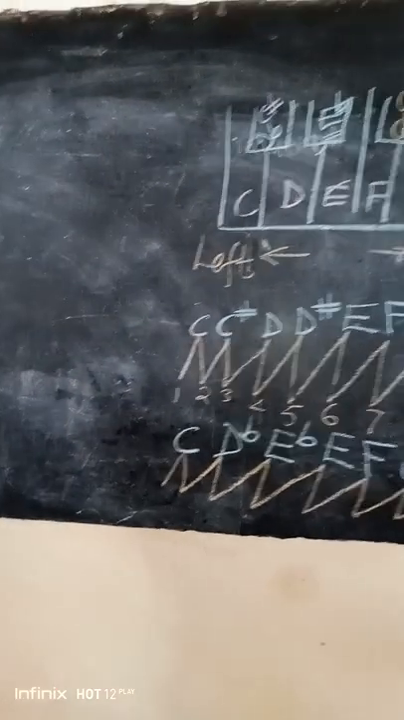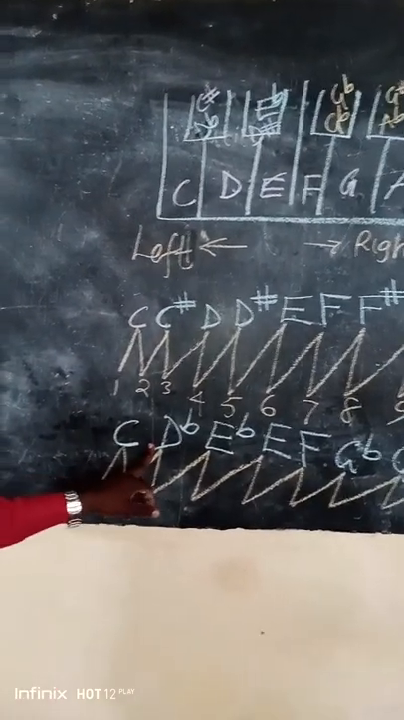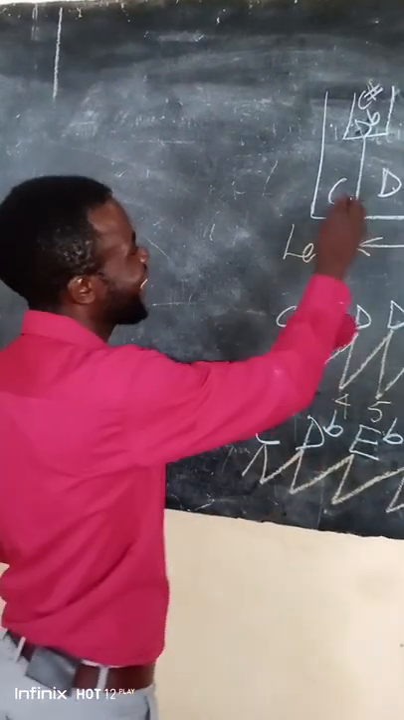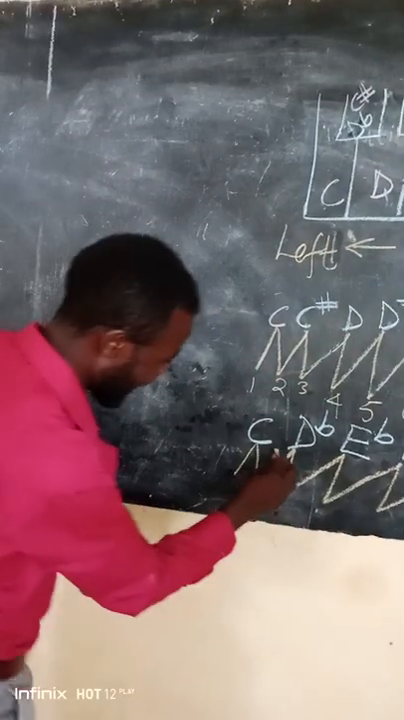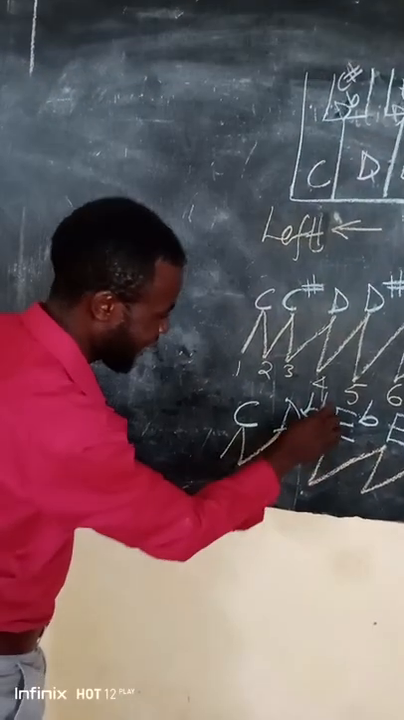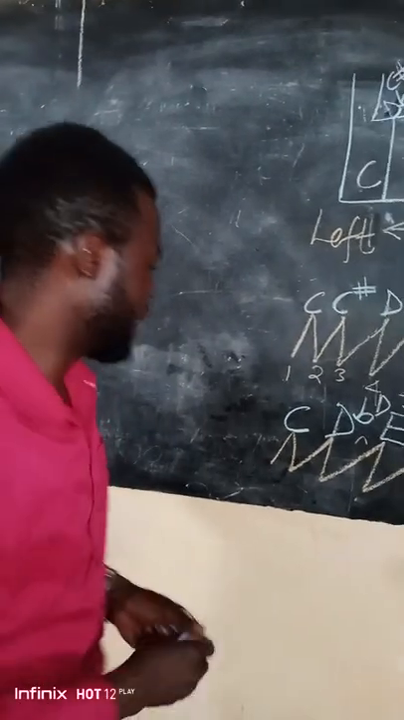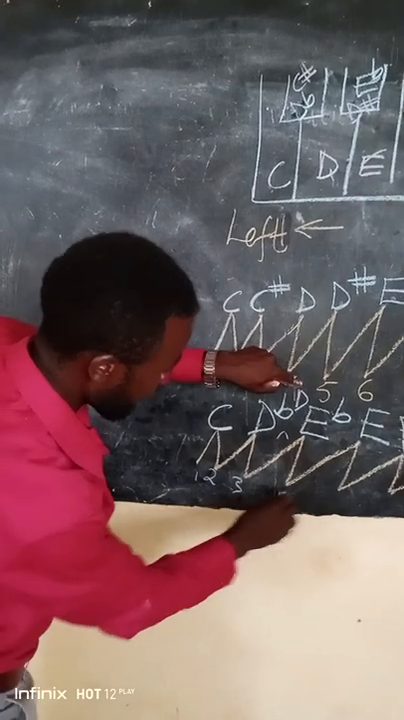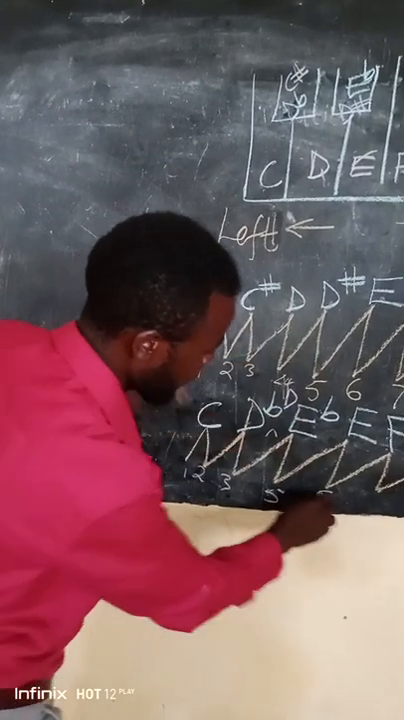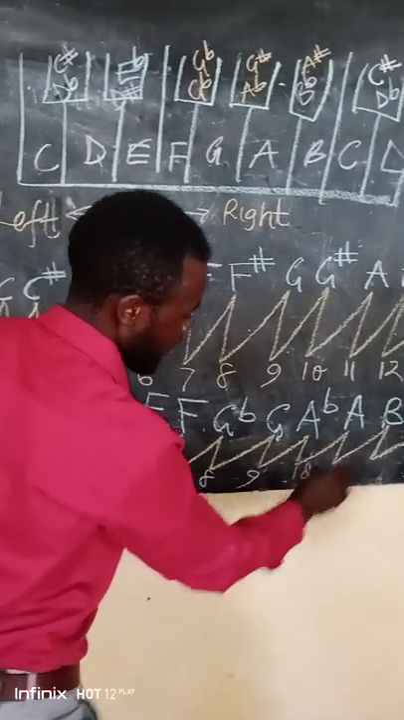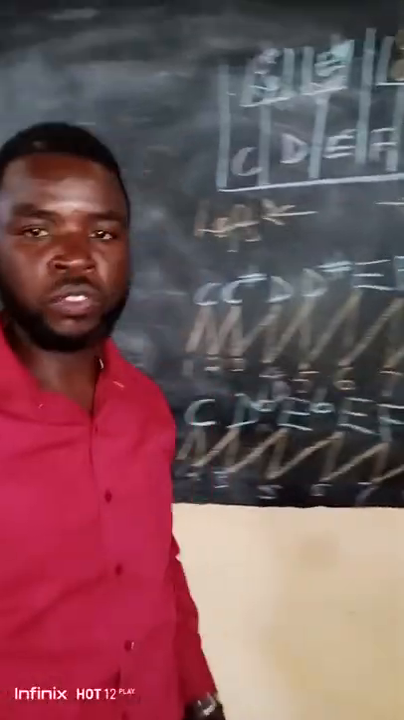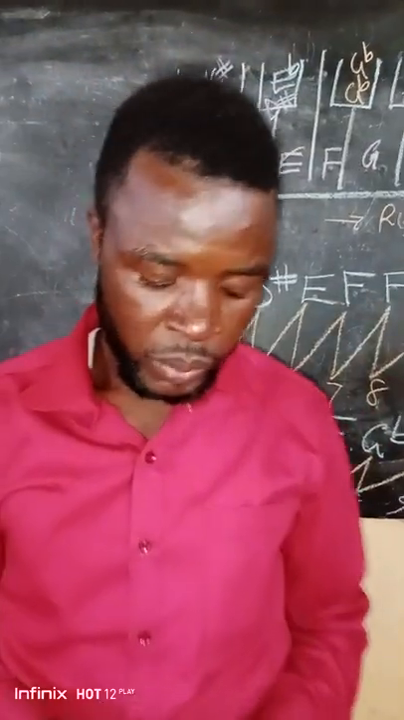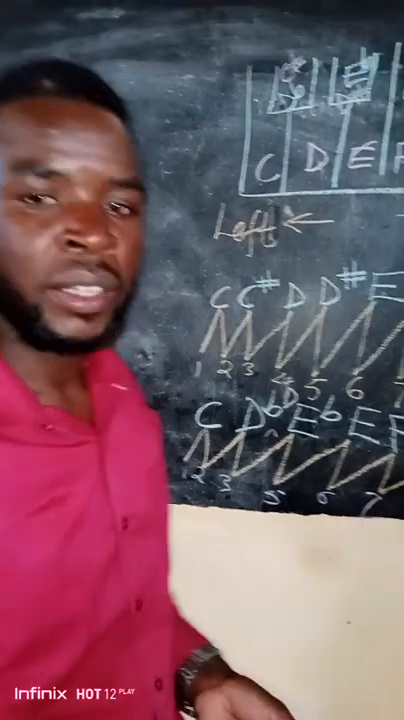What is missing? C, D flat. You notice that D is missing here. C, D flat, then D here. There is D flat, and then there is a D. So there are many keys. 1, 2, 3, there is 4, 5, 6, 7, 8, 9, 10, 11, 12. 12 keys. So when we talk of keys or notes, we say they are 12 in number.